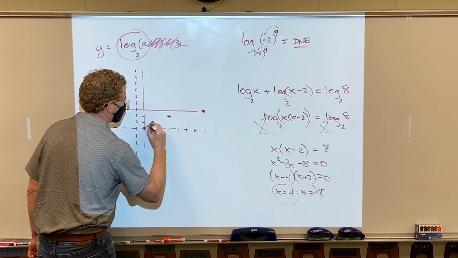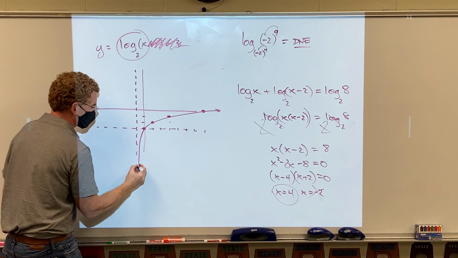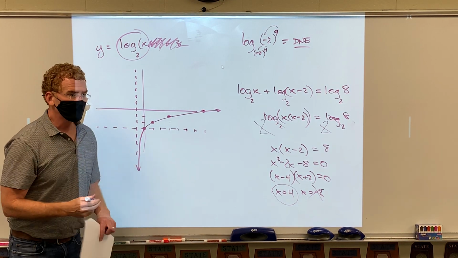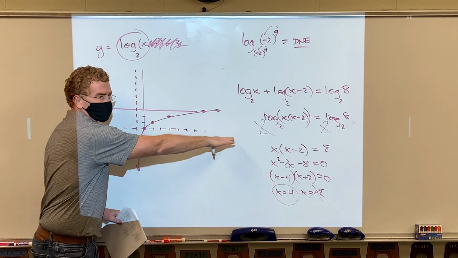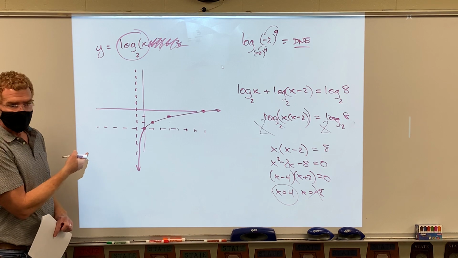And then that right there would be my log curve, except what does it do? Dives down because they all have vertical asymptotes, right? And don't confuse a horizontal line with a horizontal asymptote. Does that have a horizontal asymptote? No.